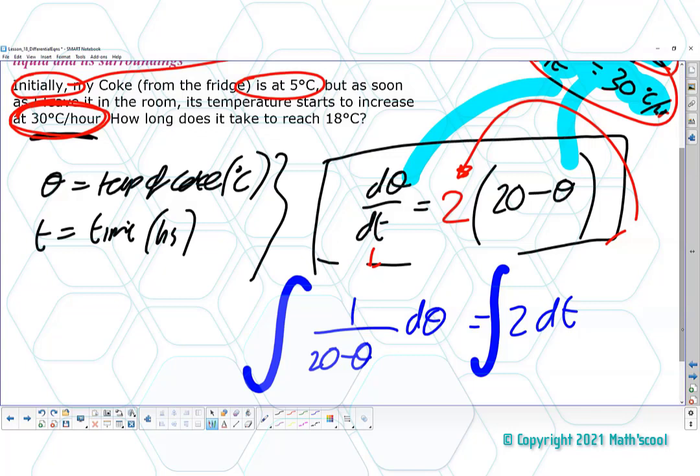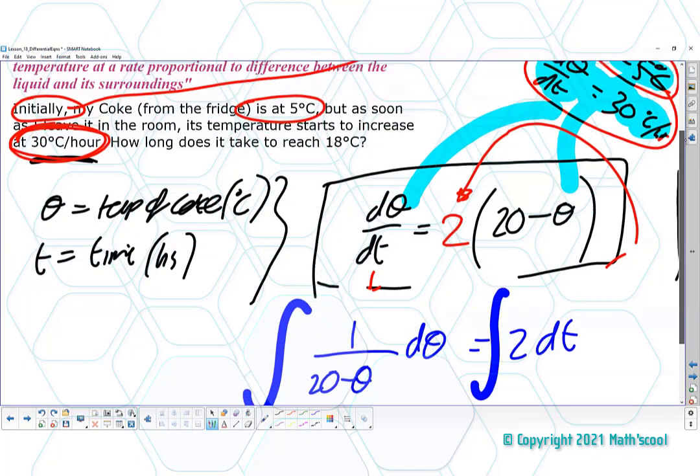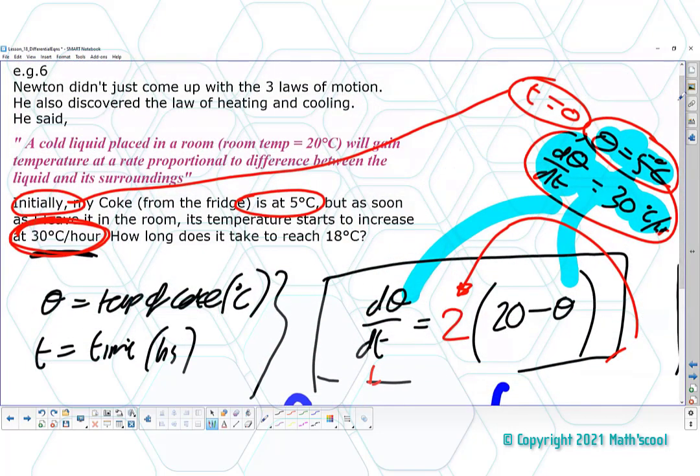Yeah, that's all right. We need to get rid of B. So before we do that, we need to get rid of B. Now, if you look at the top, they told you 2 bits of information. They told you when t was 0, theta was 5, and they told you t was 0, d theta by dt was 30. Now, we've used this but we haven't used this. So you can put in t is 0, theta is 5 to get that final bit there.